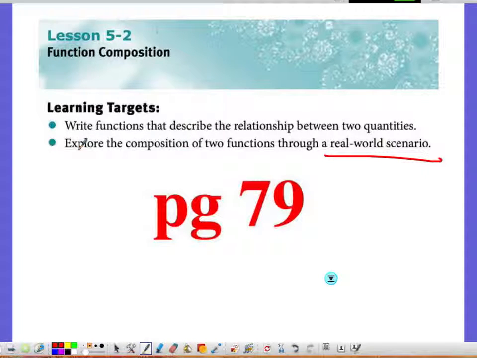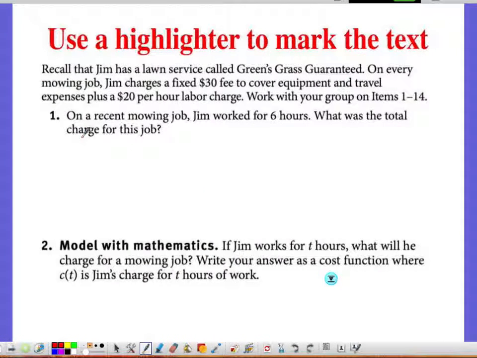Hello, this video is on lesson 5-2 and we're talking about function composition. Learning targets: write functions that describe the relationship between two quantities and explore the composition of two functions through a real-world scenario. So we start on page 79. Let's go ahead and get started.